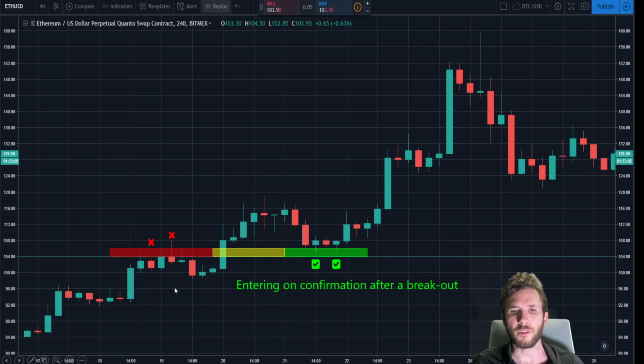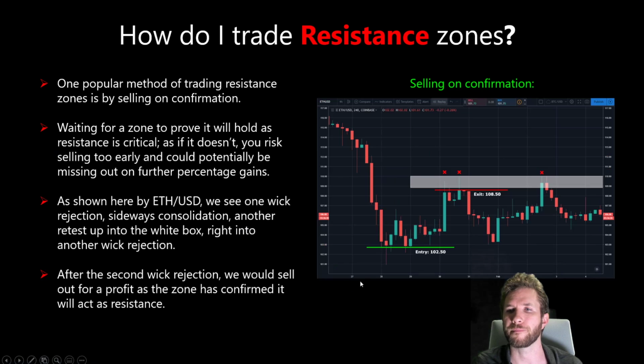So here's a little bit bigger view where you can see we had that resistance, wick down, and then we had this nice breakout, and then here we're looking for another reaction around this zone. We got it, and then a nice move up. Okay. So how do we trade resistance zones?